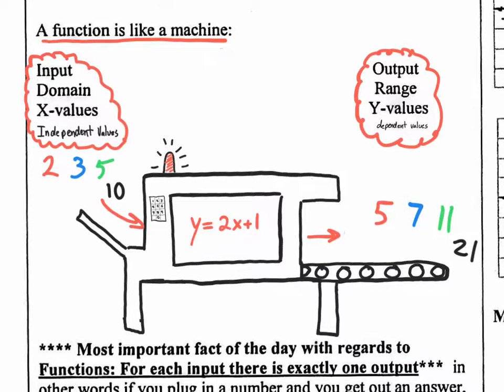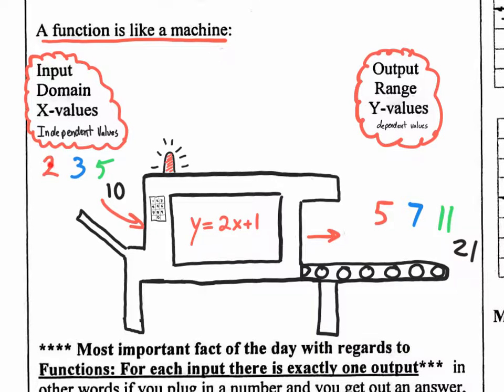More tortillas. Plug in some dough, get out a tortilla. That's what it's supposed to do, it's a tortilla machine. But if I plug in some dough and I get out a donut, what the heck? That tortilla machine's broken, right?